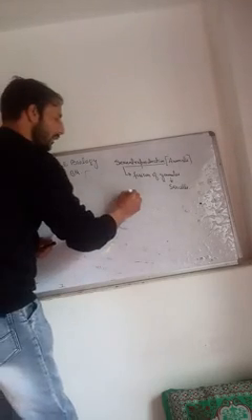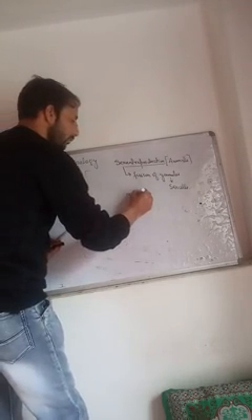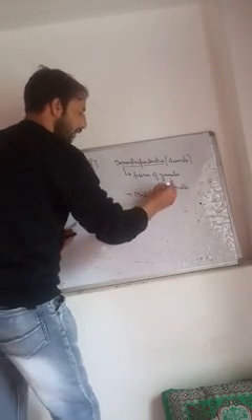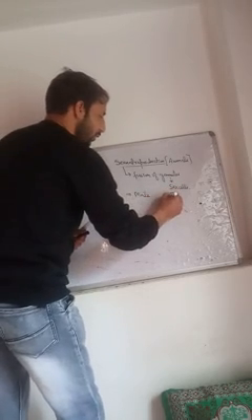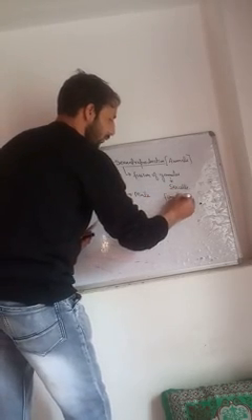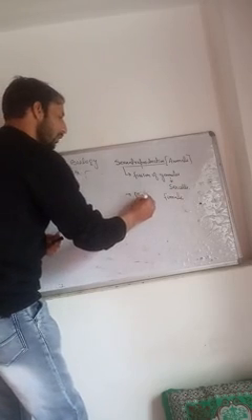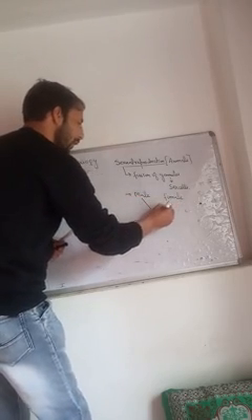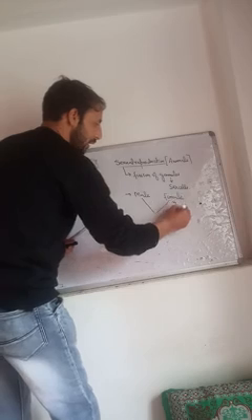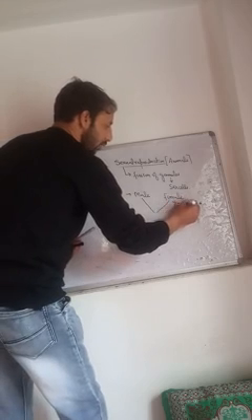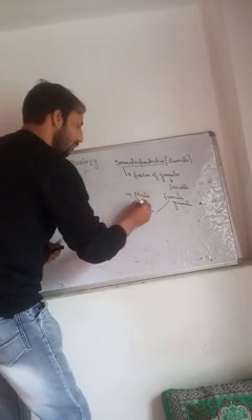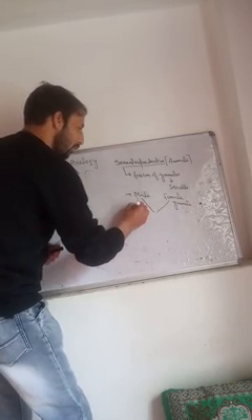So fusion of gametes means that one gamete is derived from the male and another gamete is derived from the female. The male gamete, the fusion of male and female gamete. One male gamete derived from the male, another derived from the female.